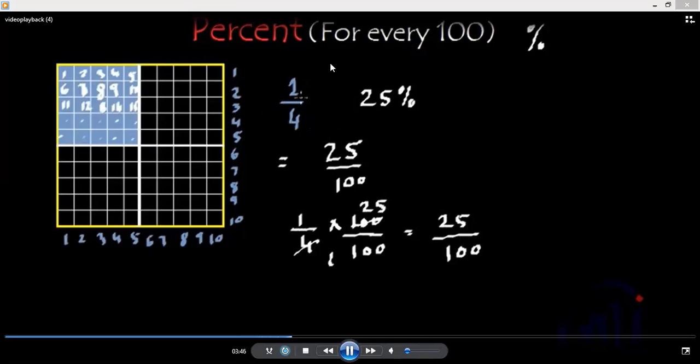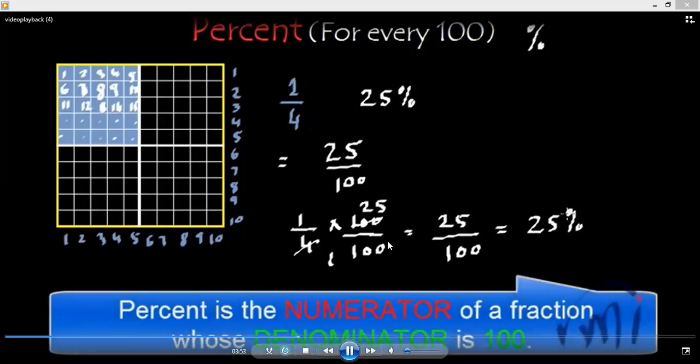Then we can say once you have a fraction and you want to change this fraction into percent, you can multiply by 100 over 100. Then the percent is the numerator of a fraction whose denominator is 100.